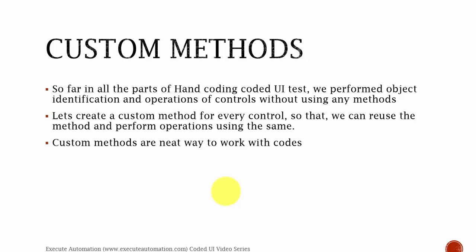So let's create a custom method for every control so that we can reuse the method and perform operations using the same. Custom methods are the neat way to work with code. You don't have to keep on writing the same code again and again. You can just create a custom method and reuse it each and every time you need it. So let's flip to Visual Studio.